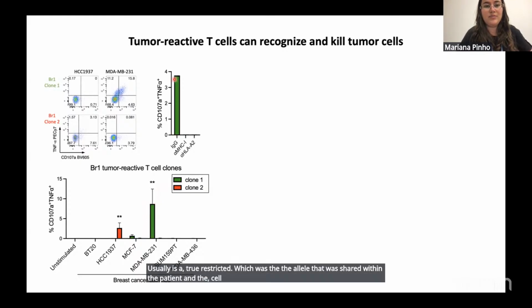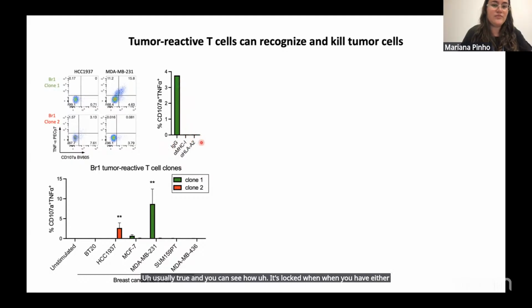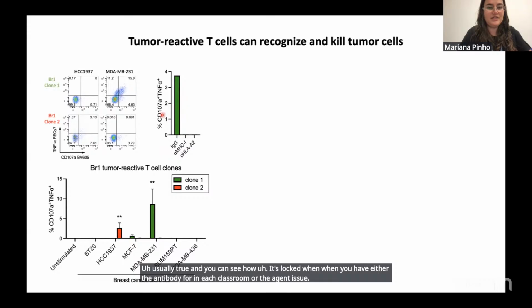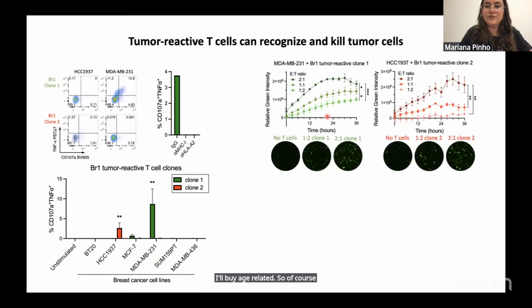we did a blocking assay, where we use an IgG control, or block the full MHC class 1 or only the HLA class 2, and you can see HLA-A2. You can see how it's blocked when you have either the antibody for the MHC class 1 or the HLA-A2, confirming the specificity of the cell and that it was restricted by HLA-A2.